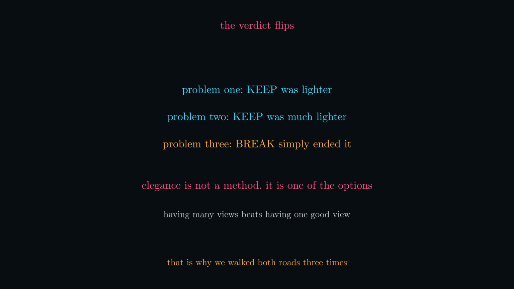So elegance did not win 3 times. It won twice and lost once, and it lost to the least imaginative method available. That is the actual lesson. Elegance is not a method you commit to. It is one of the options on the table, and part of the skill is knowing which day it is. Having several views beats having one good one.